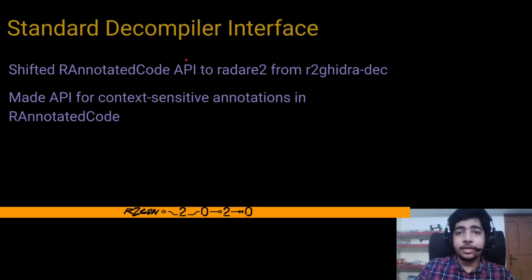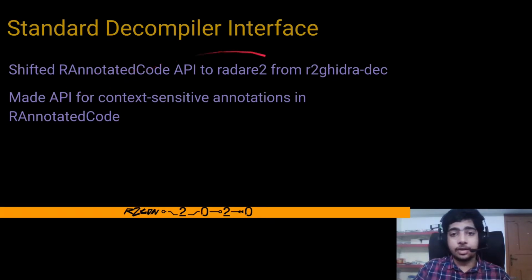Even though R2 did not have a standard decompiler interface, a structure named RAnnotatedCode and a lot of useful API was already present in r2ghidra. So I shifted this API to R2 proper, for using it as the standard decompiler interface. I also made some API for the context sensitive annotations which were not really present in RAnnotatedCode at the time.